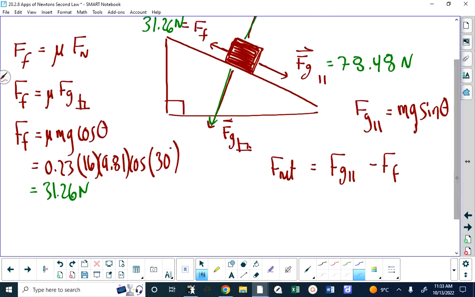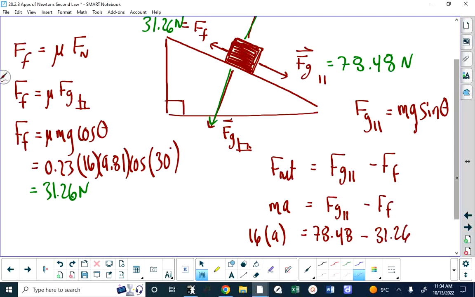So now we can put ma equals Fg parallel minus force of friction. So we can put in the 16 kilograms times the acceleration equals the 78.48 minus the 31.26. Subtract them and divide by the mass. Very similar to one of the quiz questions where you had to subtract the upward force minus the force of gravity and divide by the mass if you wanted to find the acceleration.